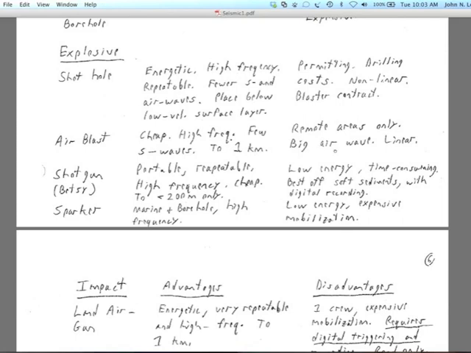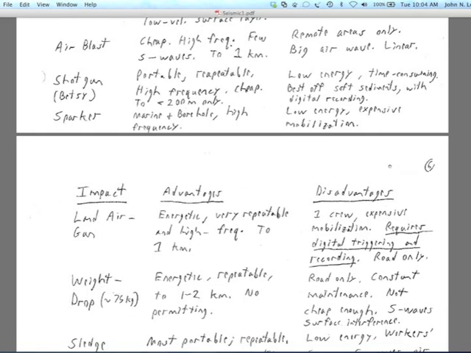It makes a heck of a noise, so you can only do it in remote areas. There's a giant air wave, of course, but it is pretty linear. That's a reasonable thing in remote areas.